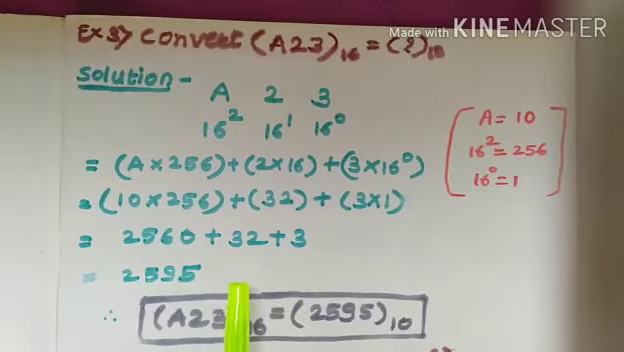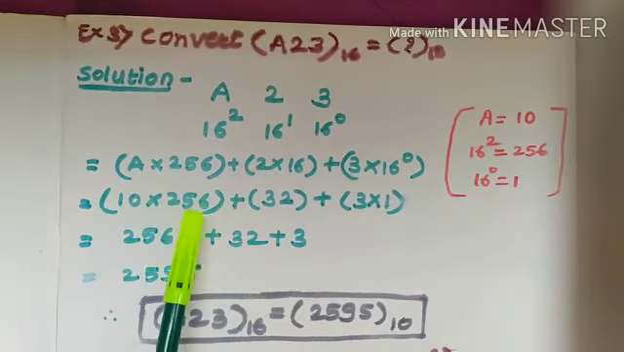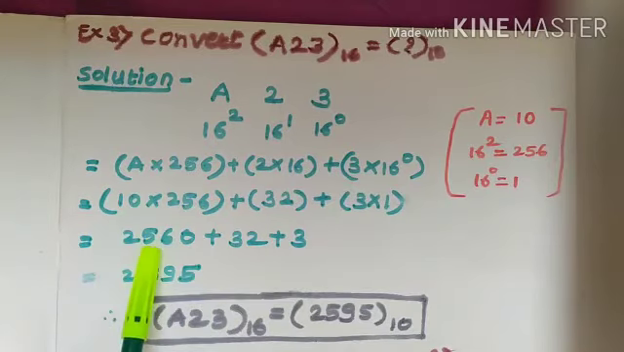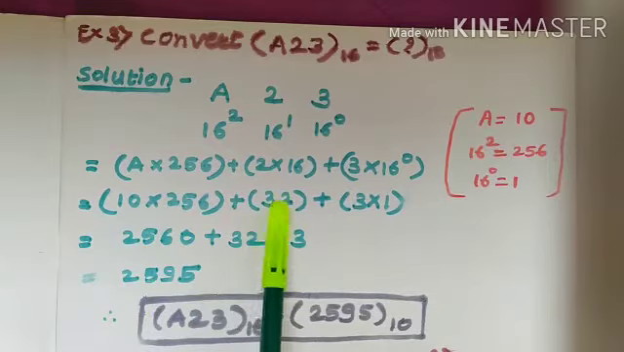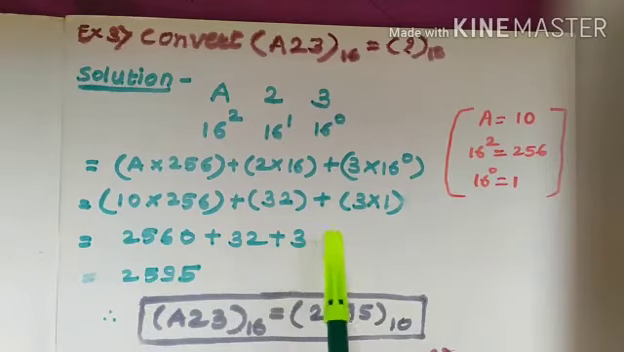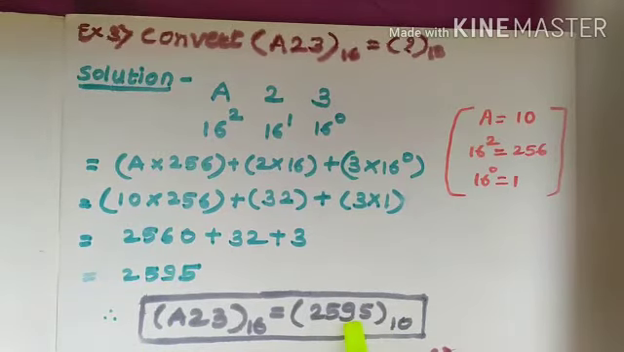Now by multiplying 256 by 10, we'll get 2560, plus 32 and this 3. By adding all these values, we'll get 2595. So the final answer will be: A23 hexadecimal is equal to 2595 decimal. Is that clear?